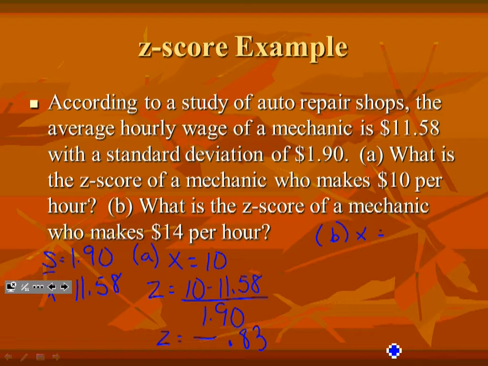I got 1.3, 1.315. Is that negative 0.8? Yep, that's the correct answer. What do we get for part B? I got 1.2.